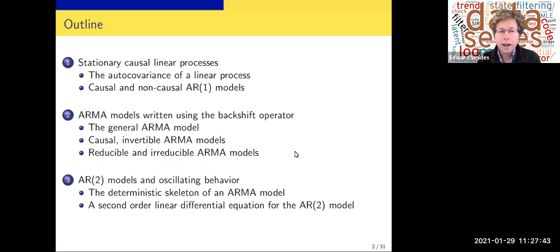And then we're going to move into writing ARMA models using the Backshift operator, which is a nice little abstraction, but once you get used to it, it gives really compact ways to write down ARMA models, and compact notation helps you calculate things. And so we'll write the general ARMA model in Backshift operator notation, and that'll let us talk about causal invertible ARMA models, and then we'll move on to an example.